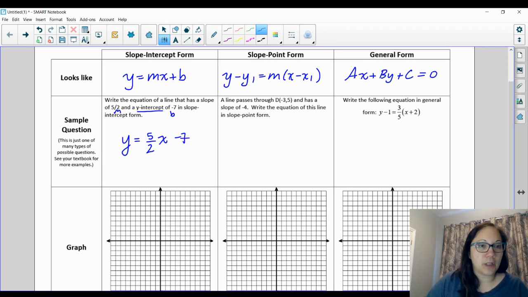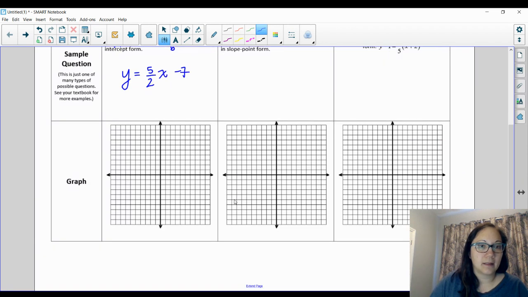Now, if I go to graph that, my y-intercept is going to be -7, which is down here, and my slope is 5/2. So up 5, and over 2. Up 5, and over 2. Up 5, and over 2.